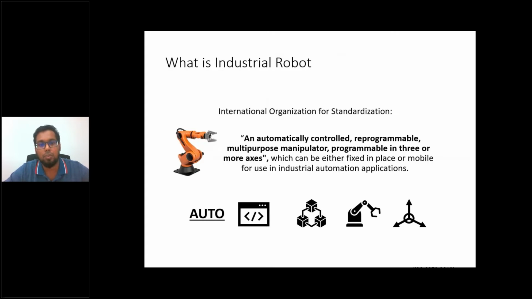What is the industrial robot? It's an automatically controlled, programmable, multi-purpose manipulator, programmable in 3 or more axes, and also used in industrial automation applications. So if these 5 criteria are met, it's an industrial robot. Because for robots, we have a lot of divisions. We have a service robot, we have unmanned aerial vehicle, we have automated guided vehicle as a robot. So we'll be focusing on the industrial robot itself.